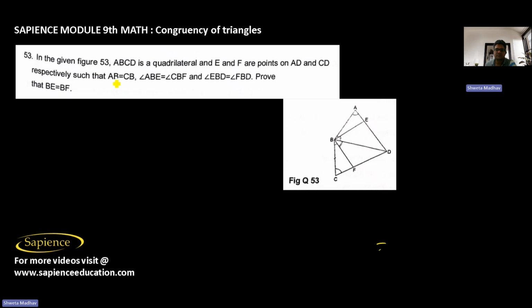Then here it is told, in the given figure, ABCD is a quadrilateral, and E and F are points on AD and CD respectively, such that AB equals CB, and angle ABE equals angle CBF, and angle EBD equals angle FBD. So prove that BE is equal to BF.